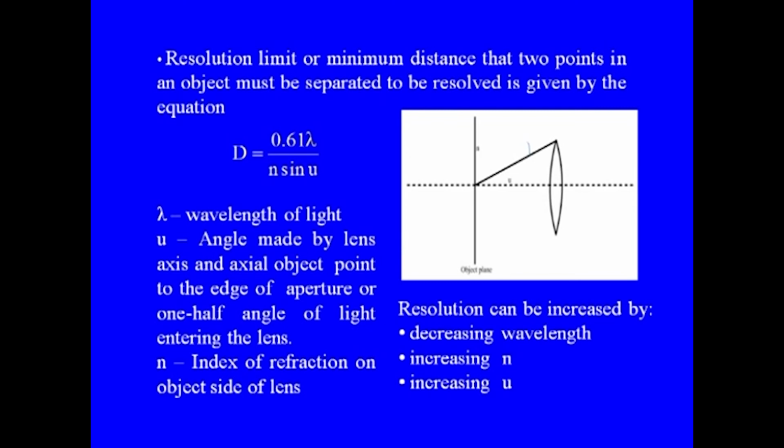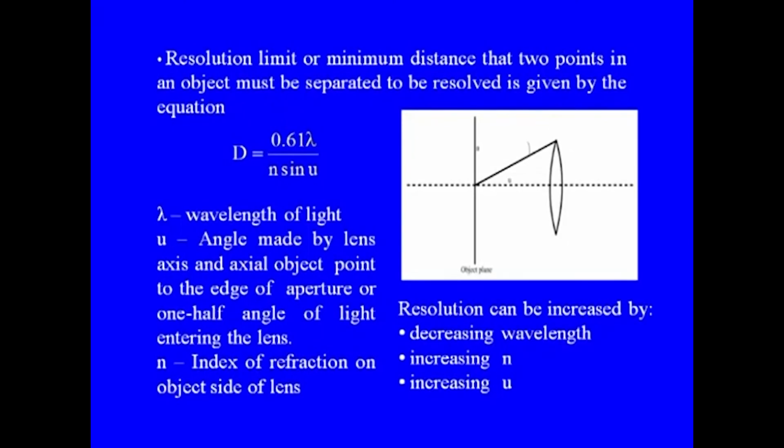So, lambda is the wavelength, u is the angle made by the lens and the axial object, and it is half the angle of the total cone of light, that is, half of the angle of light entering the lens here. Then n is the index of refraction on the object side of the lens. Most of the time you will have air as the medium, and n will be the index of refraction of air, but there could be lenses where you have oil immersed lenses or water immersed lenses, as we will see.